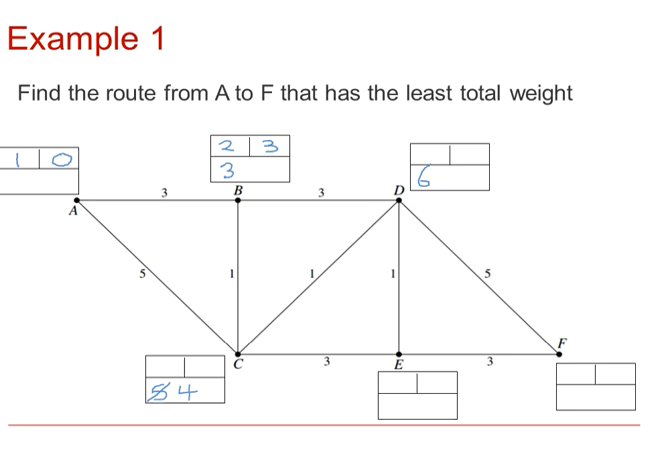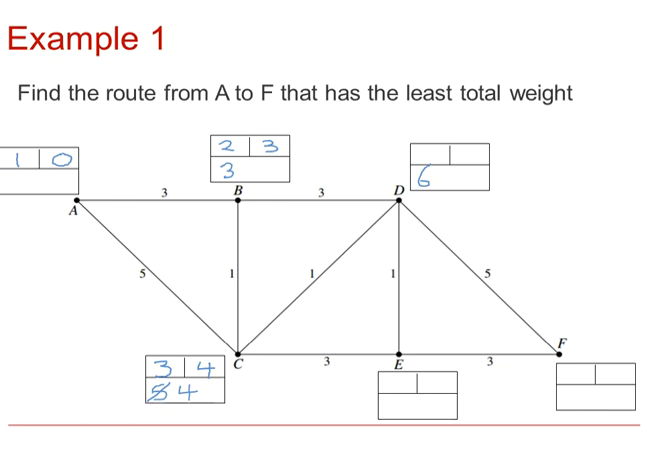So now we compare the values of 4 for C and 6 for D. 4 is smaller, and therefore the order of node C is number 3, and the permanent value is 4. So basically what we're saying there is that the smallest distance between A and C is to go via B, and that total distance is 4.